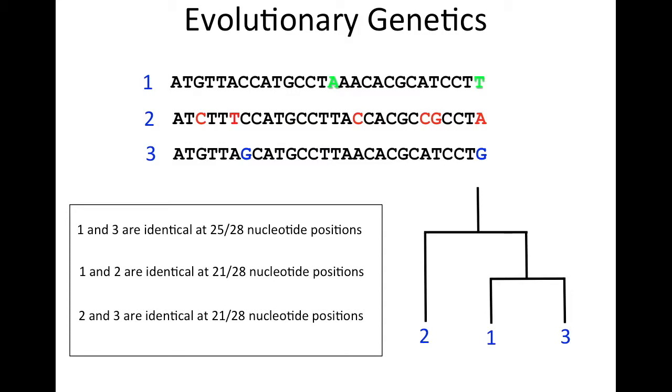They're already aligned, and we can see that 1 and 3 have 25 out of 28 nucleotides in common, 1 and 2 have 21 out of 28 nucleotides in common, and 2 and 3 have 21 nucleotides in common. This tells us that 1 and 3 are more closely related to each other than 1 or 3 are to 2. And this, ladies and gentlemen, is the basis for phylogenetics. It really is that simple.